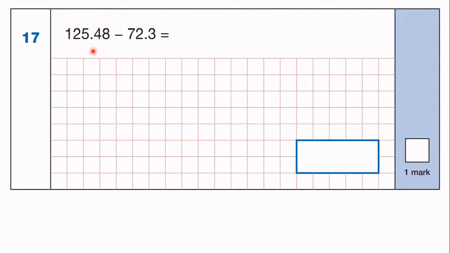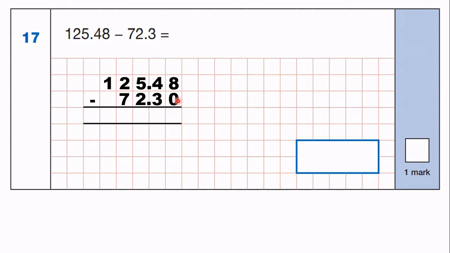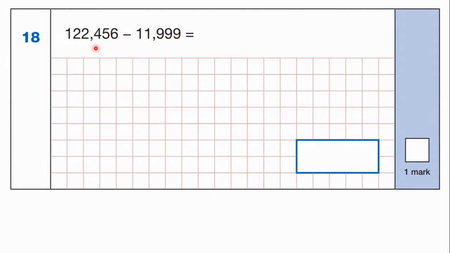Question 17. 125.48 minus 72.3. We can set this out as a column subtraction, making sure that our decimal points are lined up. We can write a 0 in this empty square and copy the decimal point down into our answer. Now 8 minus 0 is 8, 4 minus 3 is 1, 5 minus 2 is 3, and 12 minus 7 is 5. So our answer is 53.18.